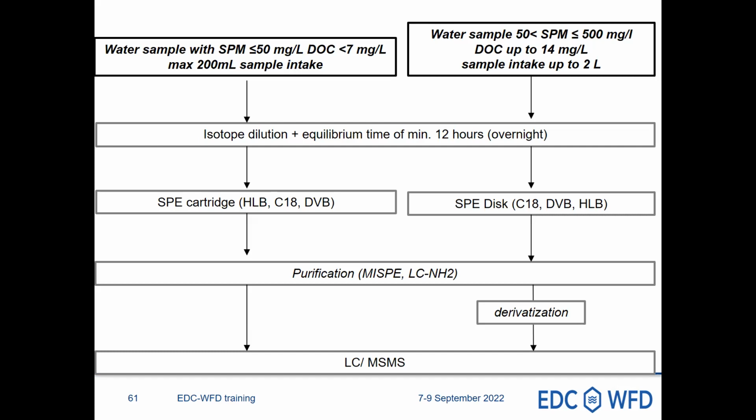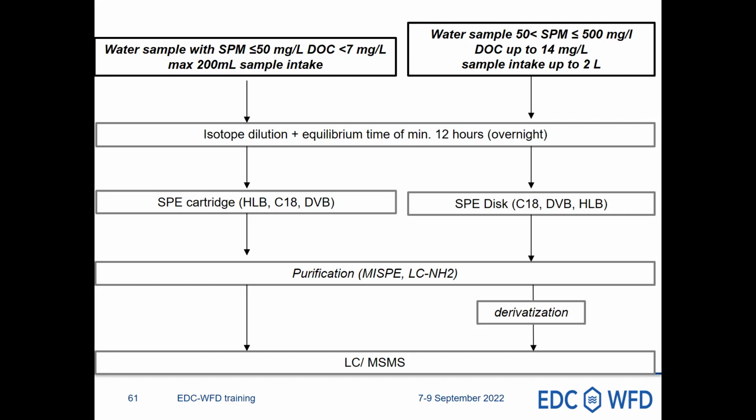SPE cartridge could be relevant, but not when you go to a highly complex matrix. With the feedback of the project, up to 50 milligram per liter of SPM and up to 7 milligram per liter of dissolved organic compounds, when you have these complex conditions, with this 50 milligram per liter, you can have a high risk of clogging and bad experience within the project. We do not recommend increasing the intake volume up to 200 milliliters.